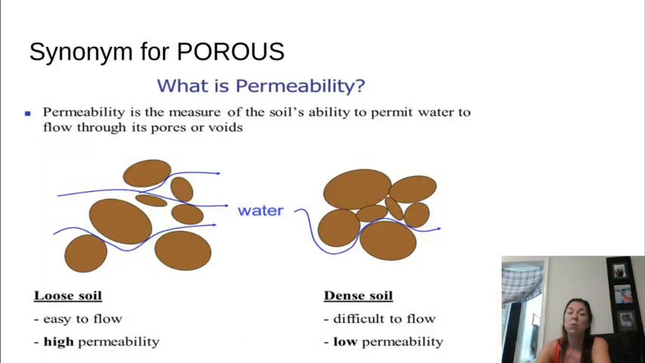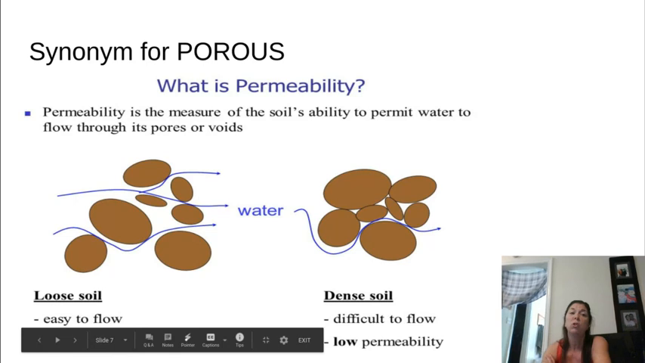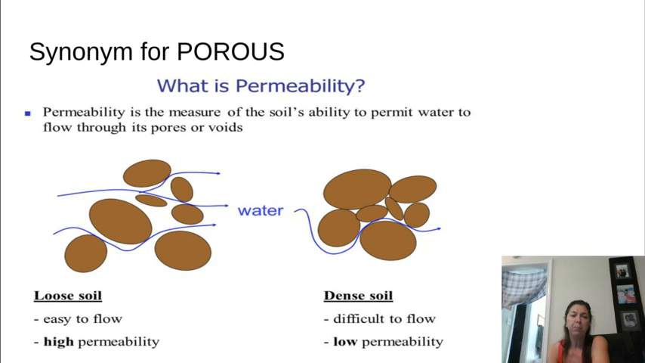A synonym or another word that is the same as porous that you will see throughout the videos that we're looking at and the reading passage that we have on STEM Scopes this week is the word permeability. Basically, permeability is the measure of the soil's ability to permit or to allow water to flow through it. So if you look at the two pictures here, the picture on the left, you can see that those have bigger pores or basically bigger spaces between the sediment pieces there, so the water is able to flow through it more easily.